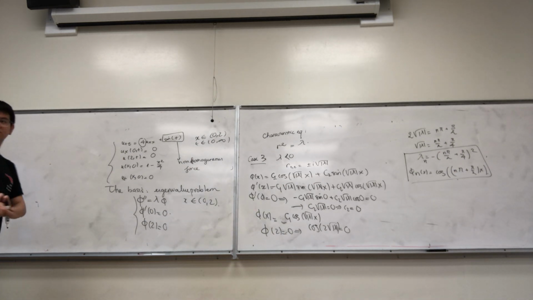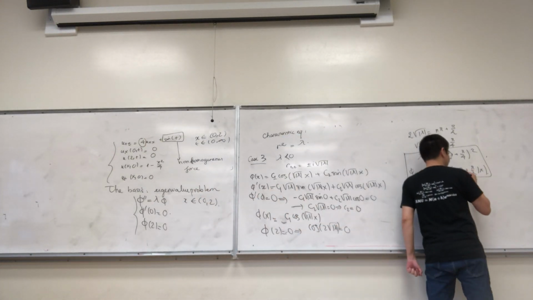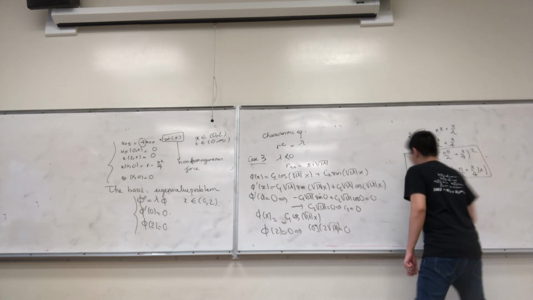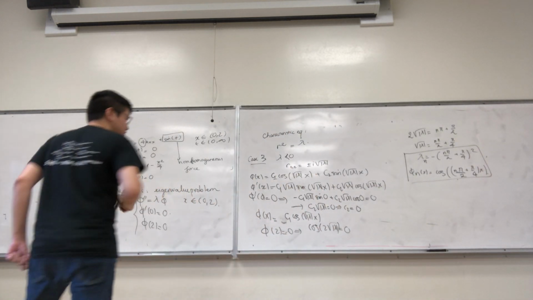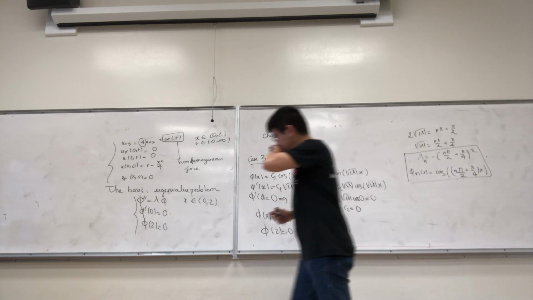Right, so questions? Right, so it's correct, right? Shouldn't phi of x be cosine of n pi over 2 plus pi over 4, times x? Yes, thank you. So this is what we have. This is the basis, all right?